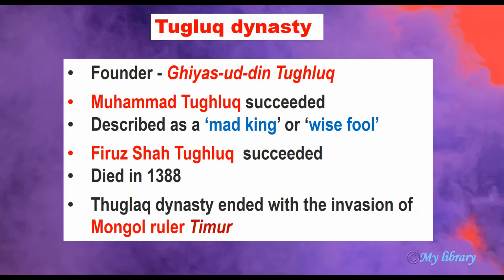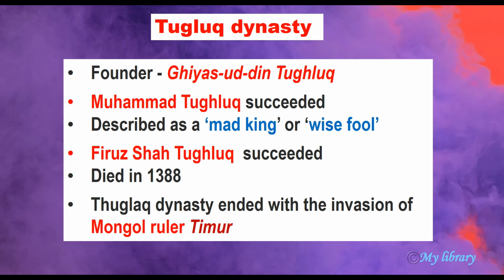The Tughluq dynasty emerged in 1320 and ended in 1414. Ghiyasuddin Tughluq or Ghazi Malik was the founder of the Tughluq dynasty. Muhammad Tughluq succeeded him. Sultan Muhammad bin Tughluq has been described by some as a mad king or wise fool because he undertook numerous administrative reforms and most of them failed due to the lack of plan and judgment.